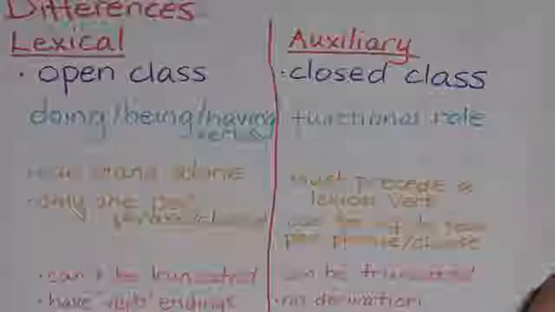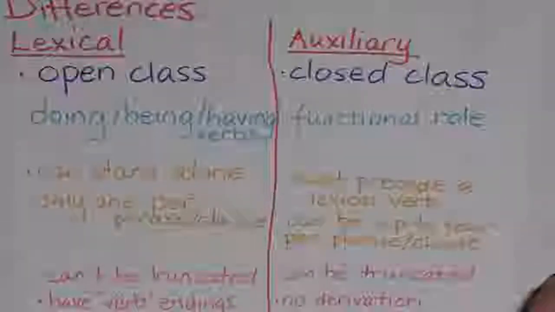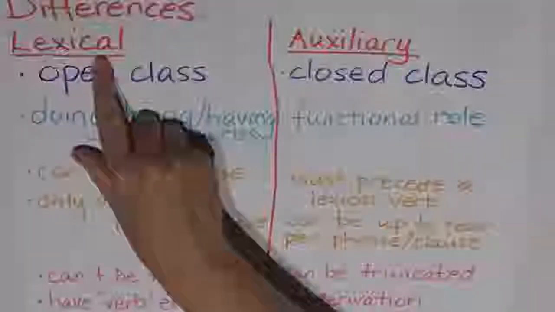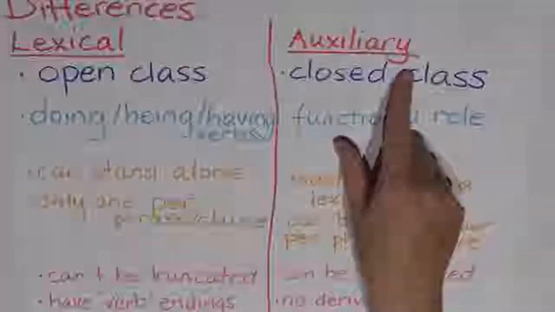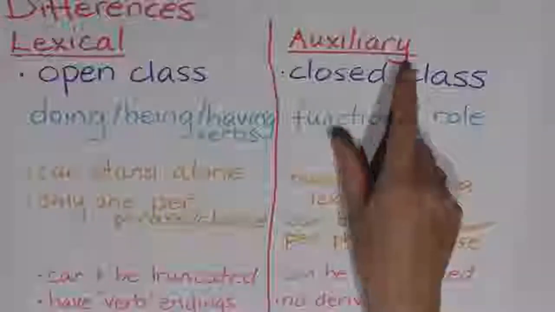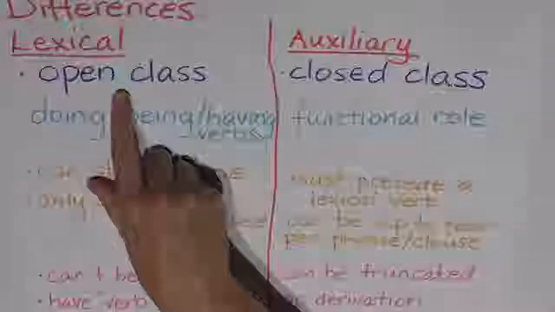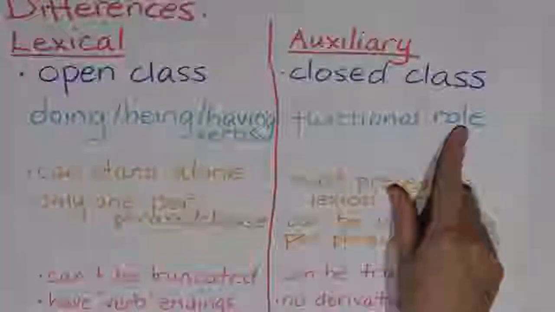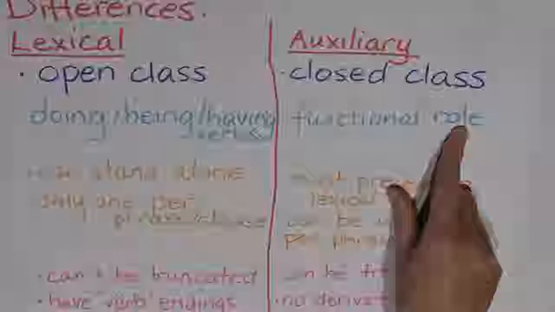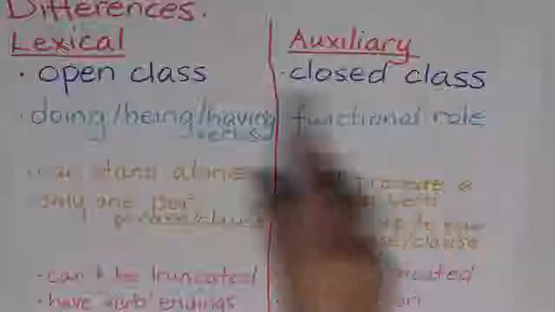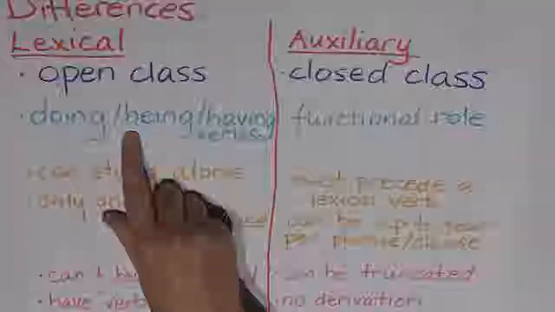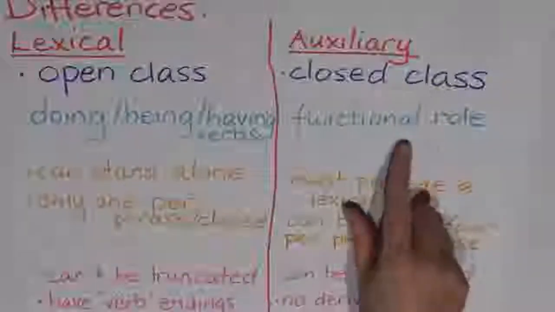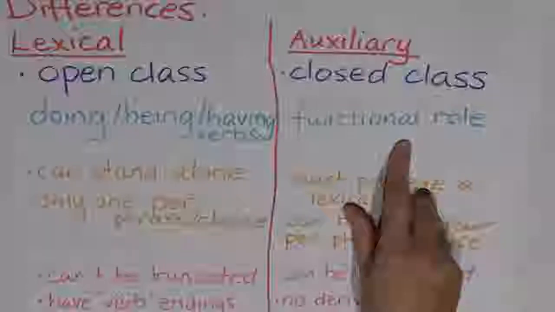So this sheet is a summary of all the differences between the lexical and auxiliary verbs. Let's go through it together. It shows lexical verbs on one side and auxiliary verbs on the other. Their first difference is that lexical verbs are an open word class and auxiliary verbs are a closed word class. Their semantic meanings are also different. Lexical verbs are doing, being or having verbs, while auxiliary verbs either have a purely functional role or a functional role in telling us the likelihood of something happening.